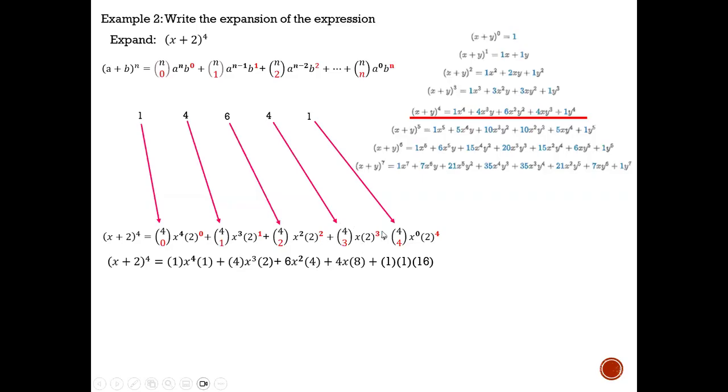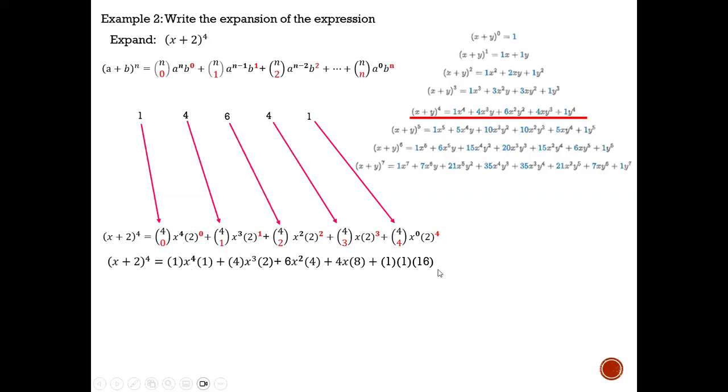I plugged everything into the formula, but then remember, you have to evaluate everything in each term, right? 4 choose 3 is 4. Whether we use the formula or the triangle, we get a 4. We have an x, and then we have 2 to the third, which is 8. Lastly, 4 choose 4 is 1. X to the 0 is 1, and 2 to the 4 is 16.